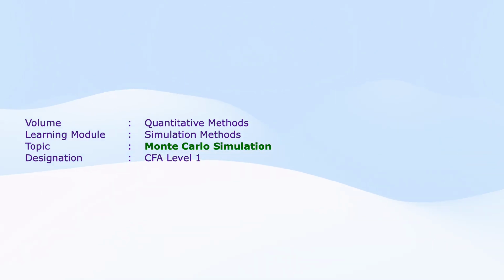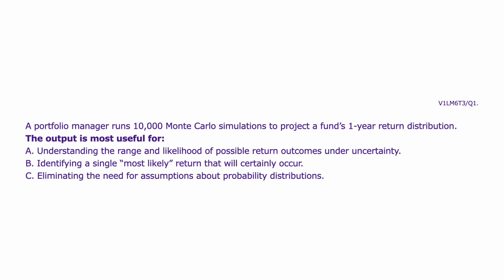Topic: Monte Carlo simulation. A portfolio manager runs 10,000 Monte Carlo simulations to project a fund's one-year return distribution. The output is most useful for: A. Understanding the range and likelihood of possible return outcomes under uncertainty. B. Identifying a single most likely return that will certainly occur. C. Eliminating the need for assumptions about probability distributions.